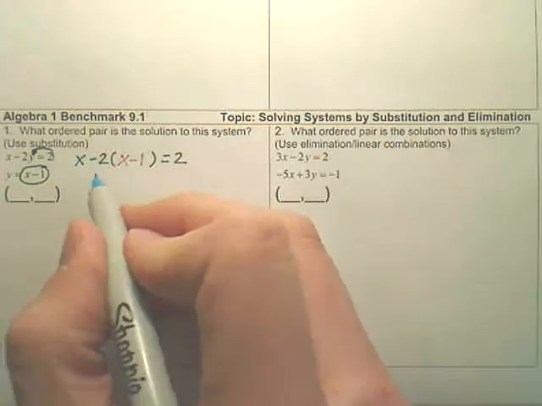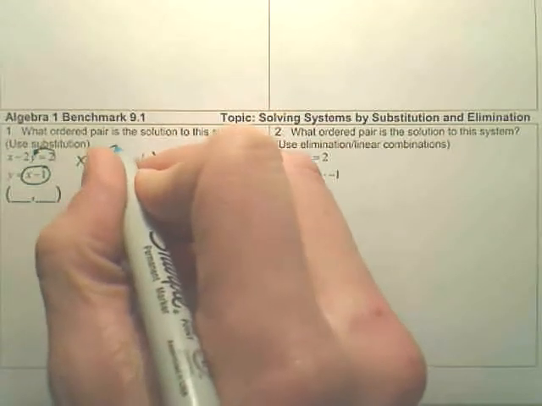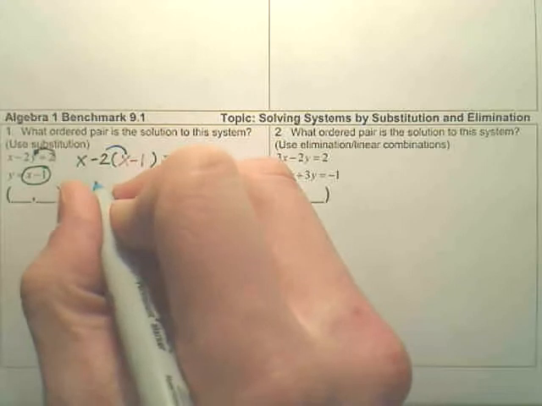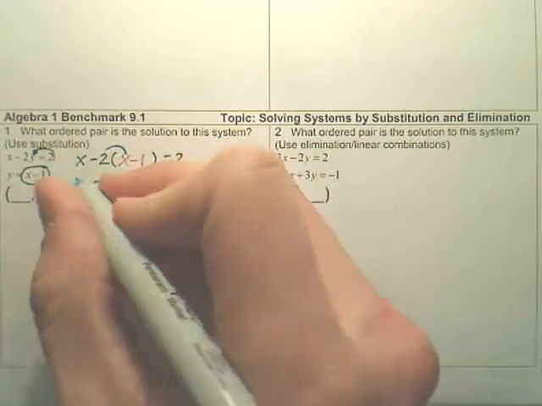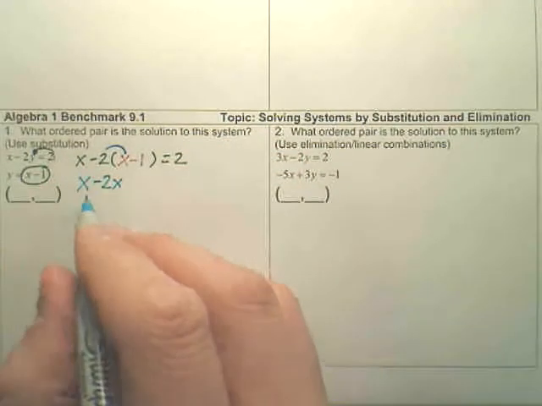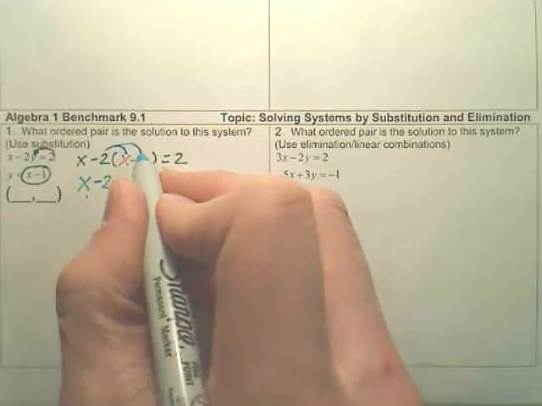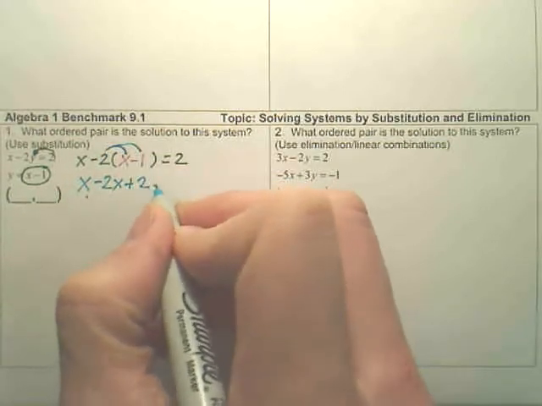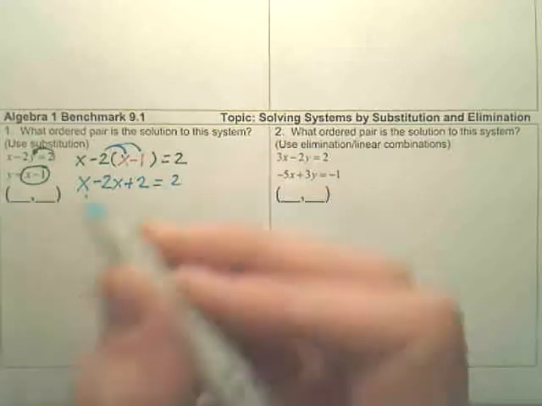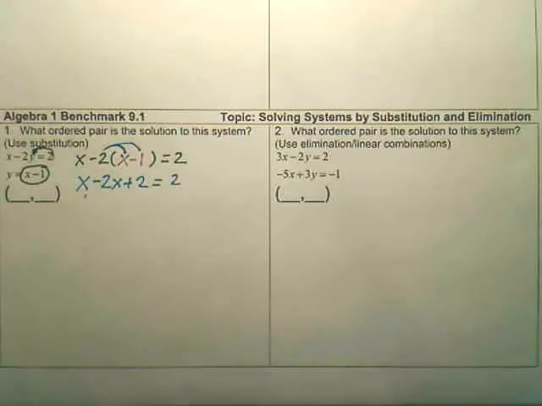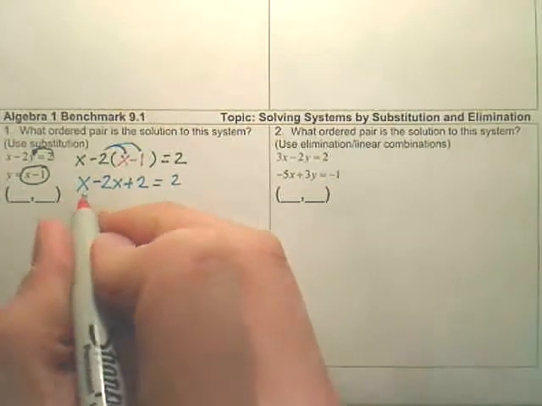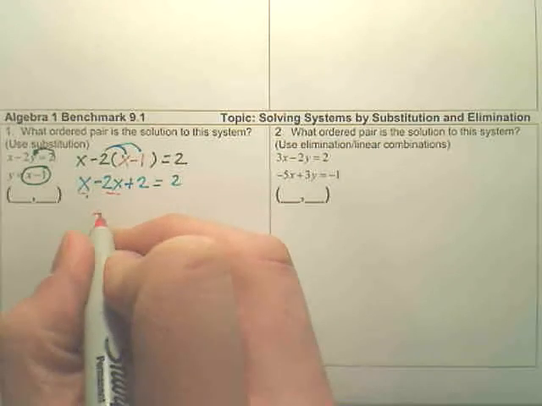You gotta multiply that, though. In order to solve this, you're going to multiply the negative 2 times the x, giving you negative 2x. Don't forget the x in front. The x stays in front. So negative 2 times x is negative 2x. Negative 2 times negative 1 is positive 2. And then that 2 comes down. Combine these x's, you get negative 1x.